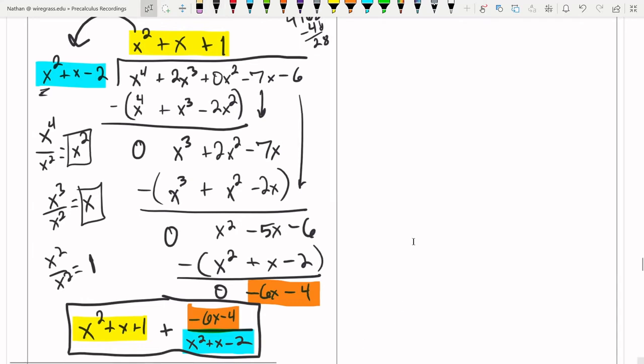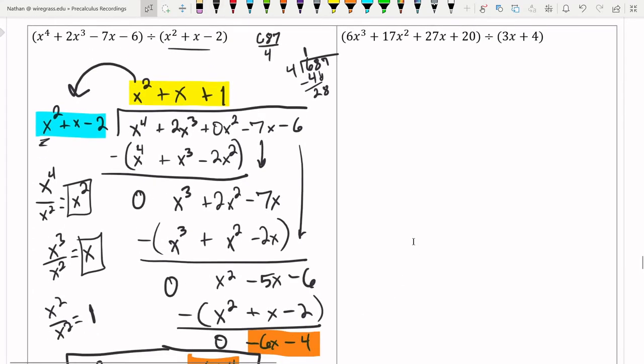Okay, let me show you another one. Let's write this first portion in the numerator, so that was going to go underneath the bar.